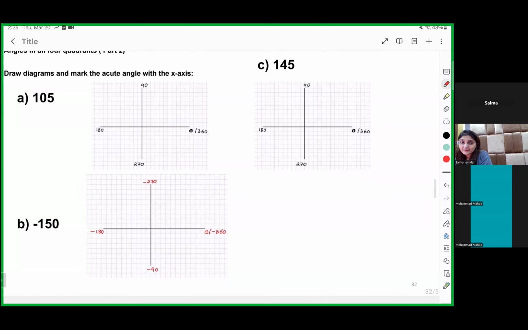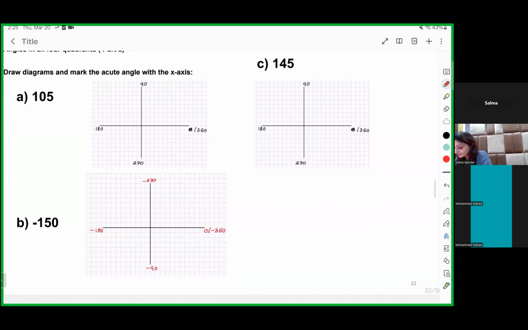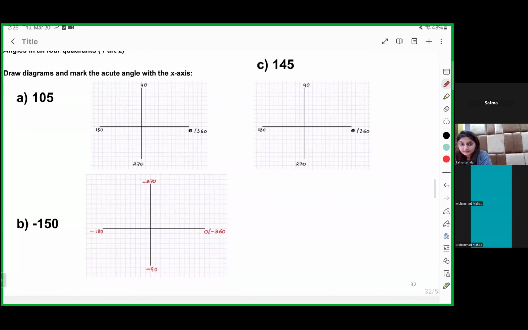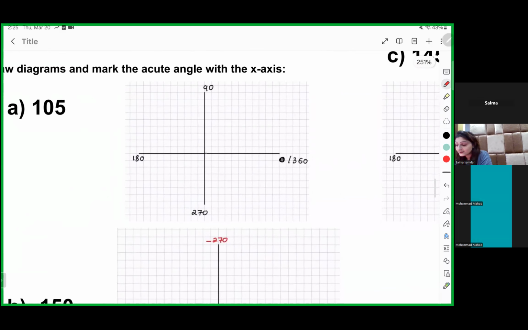105 degrees. Where will it come? 105 degrees will come in the second quadrant. Okay, so mark the angle 105 degrees. Make an approximate line. Where will it go?